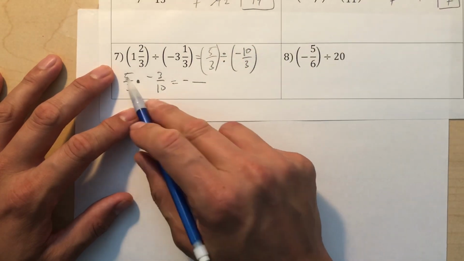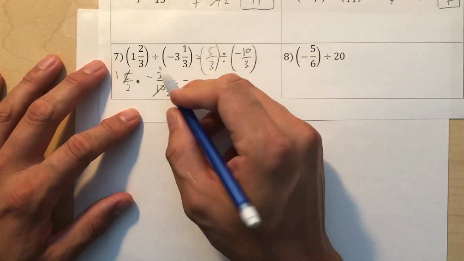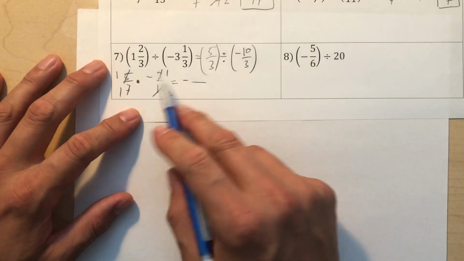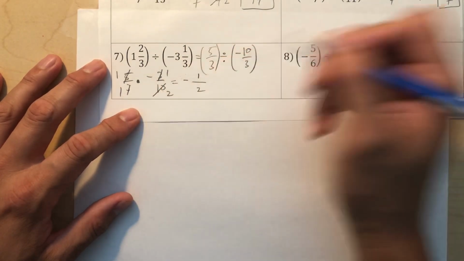I can cross reduce these two there. Divide by 5 gives me 1. Divide by 5 gives me 2. Divide by 3 gives me 1. Divide by 3 gives me 1. So now I see a bunch of small answers. Okay, so 1 times 1 is 1. 1 times 2 is 2.